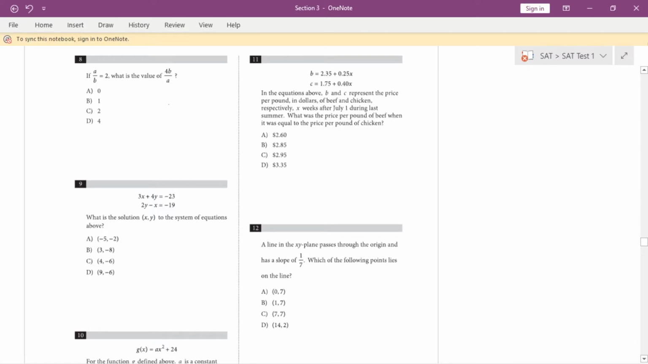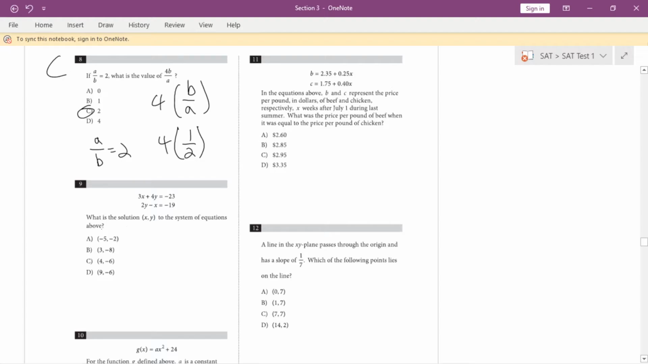Well, I can rewrite 4B over A to make it a little bit more like A over B. I'm going to move 4 to the outside. I'm going to multiply it by B over A, because that's the same thing. Well, I don't know what B over A is, but I do know that A over B is 2. And they're almost the same thing. The only difference is that B over A is just A over B flipped. So that means B over A has to be equal to a half, because I'm just going to flip it. And if I multiply this out, I should get answer C, Charlie.